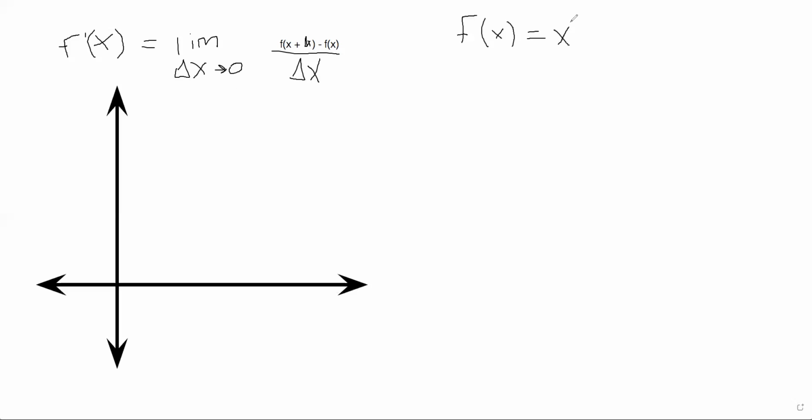We're going to find the derivative of x squared now using the limit definition. But first, I want to draw the function. That will help us have a really good graphical understanding of why this is the way it is. So that's our function. What is a derivative anyway?